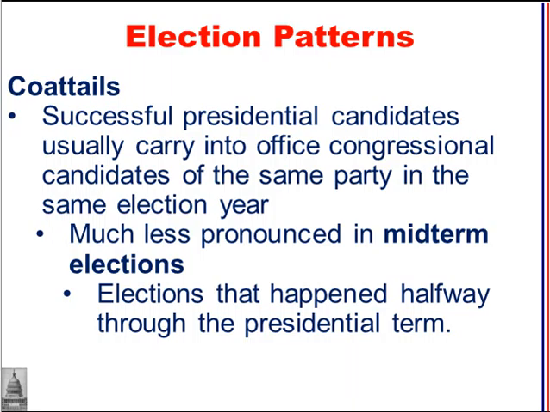Another factor that might influence congressional elections is this thing called coattails, where a successful presidential candidate, usually a national candidate, will carry into office congressional candidates of the same party in the same election year. So when the president gets elected, if that president has a good campaign, then many congressmen from the president's same party will come into office at the same time too. These gains from coattails tend to be less pronounced in midterm elections. Those are elections that happen halfway through the presidential term. So the president is no longer on the ballot.